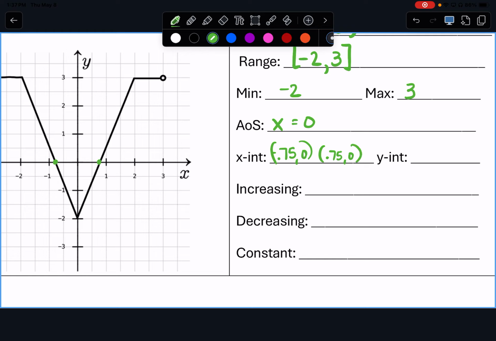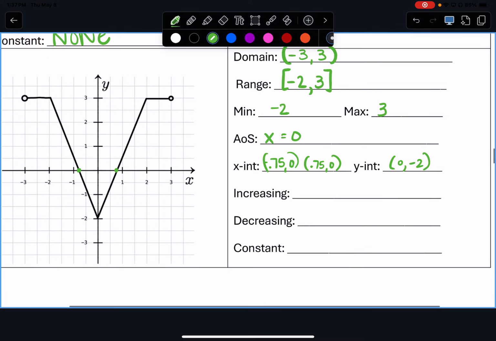And then where would the y-intercept be? So how would I write that point? 0, comma -2. And then we're going to look at what's happening. So when we start right here, is that increasing, decreasing, or constant? Constant. How would I write that interval? -3 to -2. All right. Then it switches to what? Decreasing. Okay. So we have constant and then we have decreasing. When it's decreasing, what is that interval?